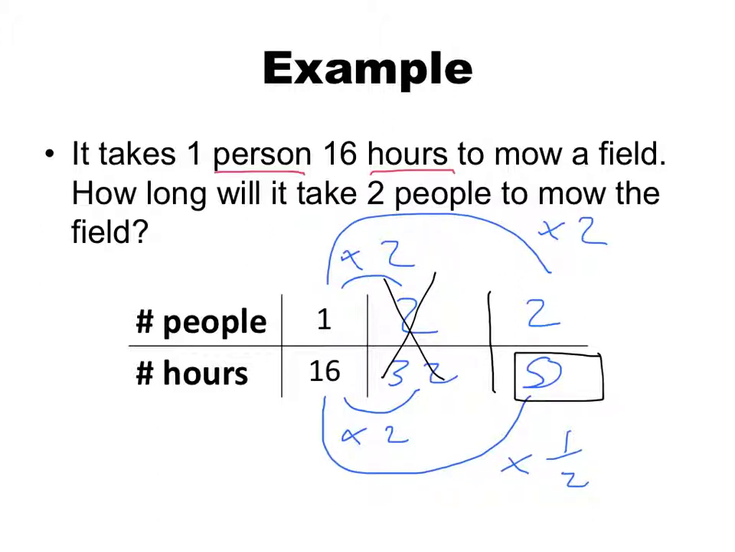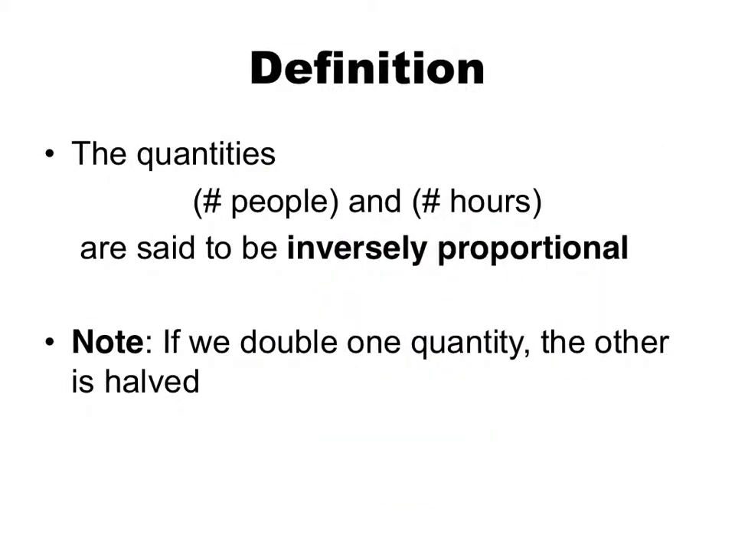So we've got a different type of scenario here. In this case, I doubled the first quantity, but I actually halved the second quantity. I didn't double it, I halved it. So let's give this type of relationship a name. In this case, these quantities, the number of people and the number of hours, they're not directly proportional. They are said to be inversely proportional.